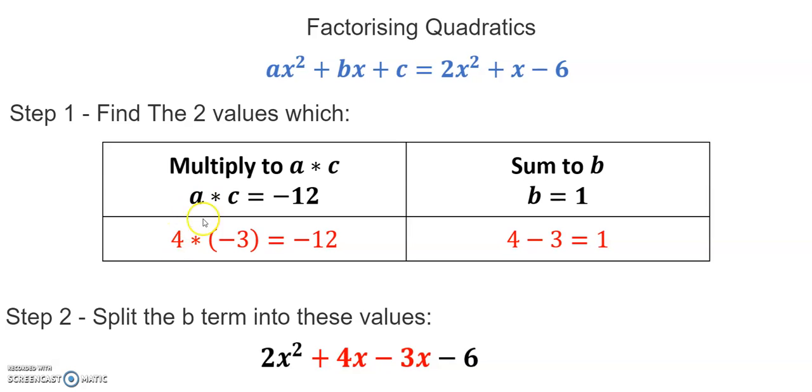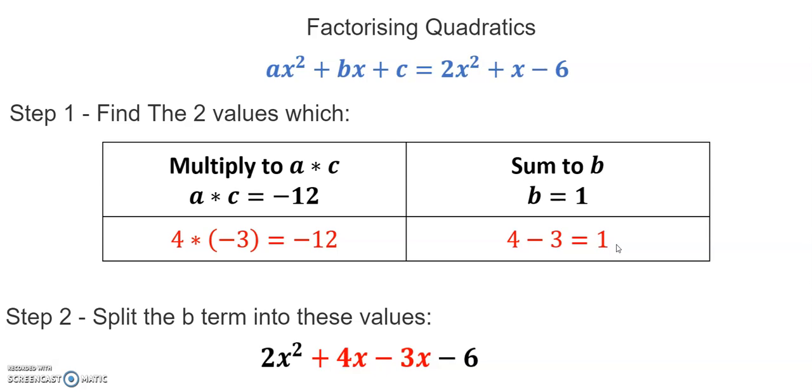So for example, we do 1 times minus 12, minus 1 times 12, then 2 times minus 6, etc., etc. But in this case, we know that 4 times minus 3 gives us minus 12, and 4 minus 3 gives us 1. And there we have our two values.